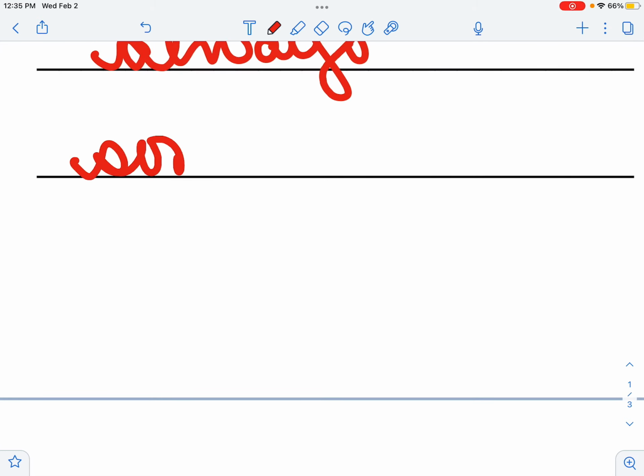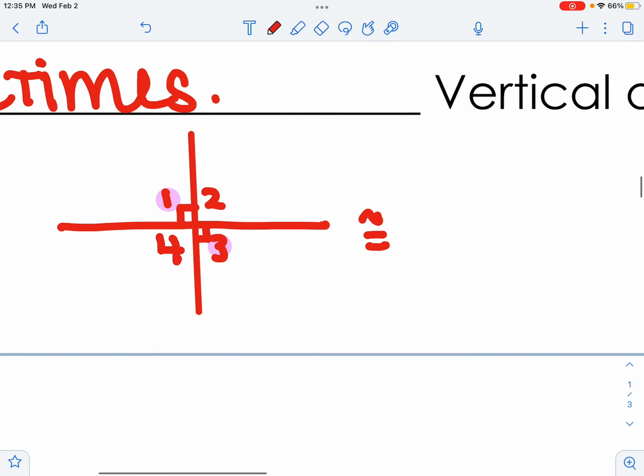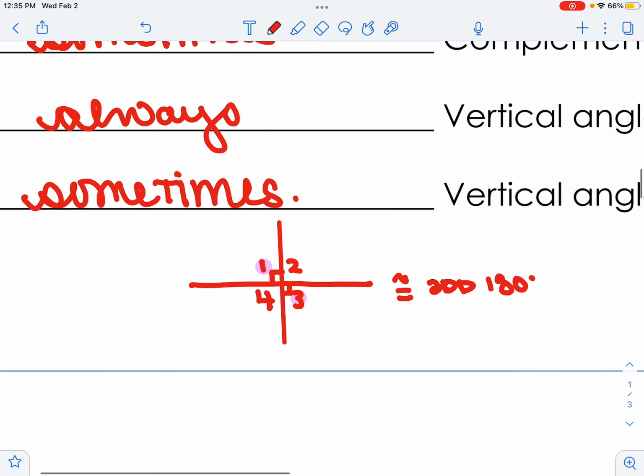This is sometimes. There's only one case where some vertical angles are going to be supplementary, and it's when the lines are perpendicular. Because if you look here, if these are perpendicular, let's say angle 1, angle 2, angle 3, and angle 4. All right, angle 1 and angle 3 are vertical angles. But because they're perpendicular, both of these would be 90 degrees, which would mean that they would be congruent. But because those also add up to 180, they would also be supplementary. So this is the only case where these two angles would be both congruent and supplementary.